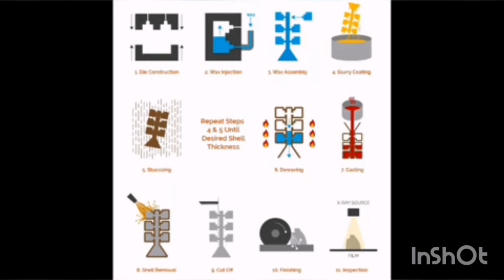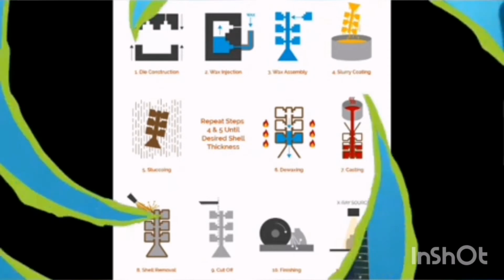And once the finishing operations are done, the parts are inspected for surface and subsurface defects. Visual and fluorescent penetrant inspection is done for surface defects and X-ray is employed for subsurface defect identification.